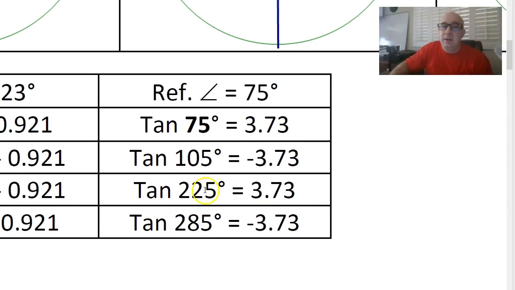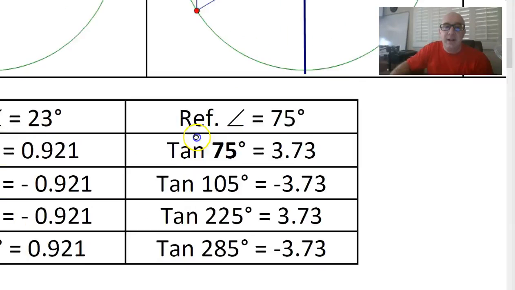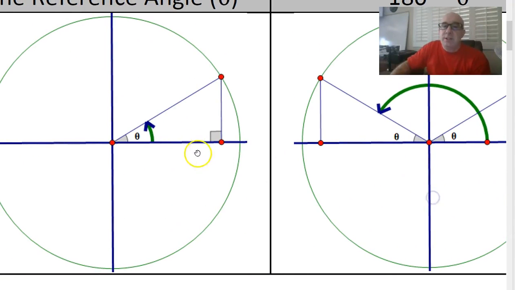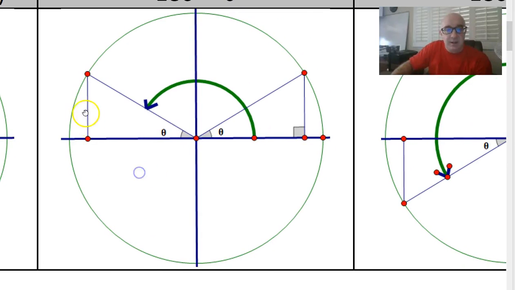Tangent goes positive, negative, positive, negative. Let's find out why. Tangent is the opposite over the adjacent, which is, in this case, positive divided by positive, so it's positive. Here, it's a positive divided by a negative x, so that's why it's negative.